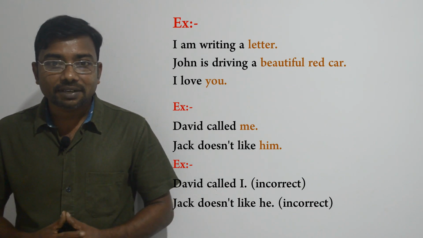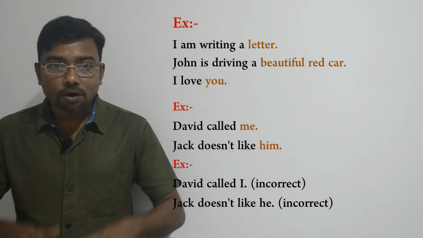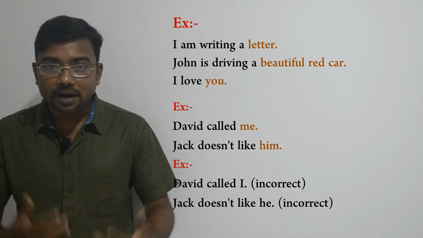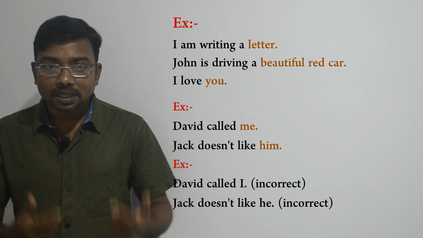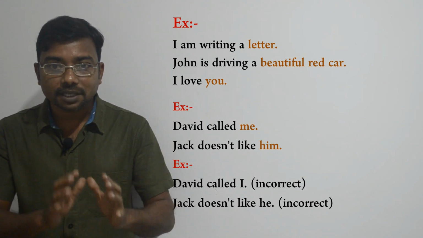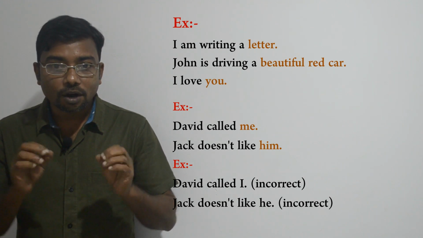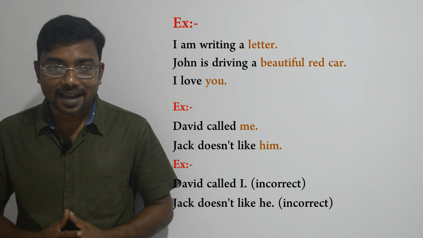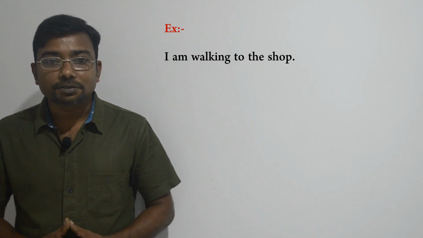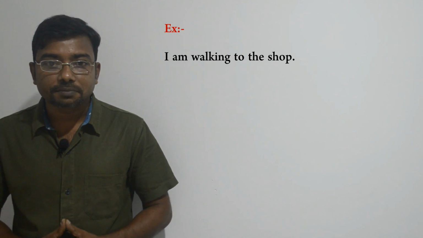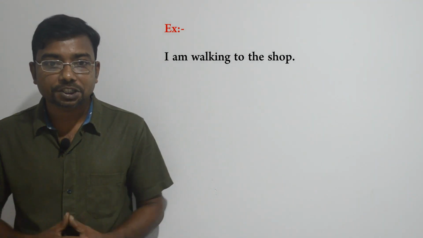Okay everyone, another very important thing, a direct object is always governed by a transitive verb. Here writing, driving, and love are transitive verbs because they have a direct object to receive the action, but intransitive verbs do not have an object to receive the action. For example, look at this example. I am walking to the shop. Okay, here can you identify the direct object? To identify the direct object we can ask a question.